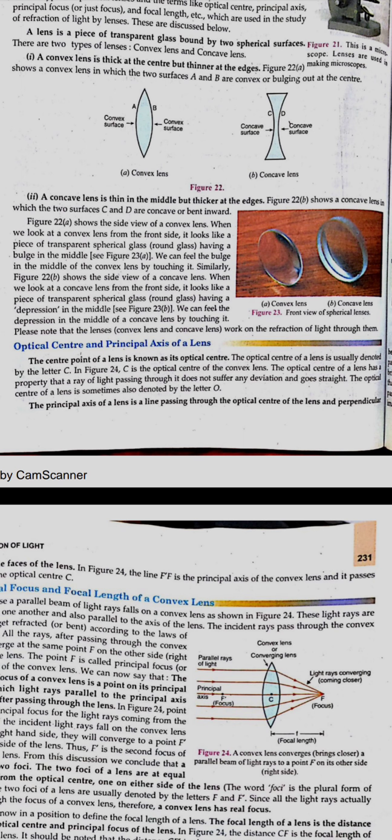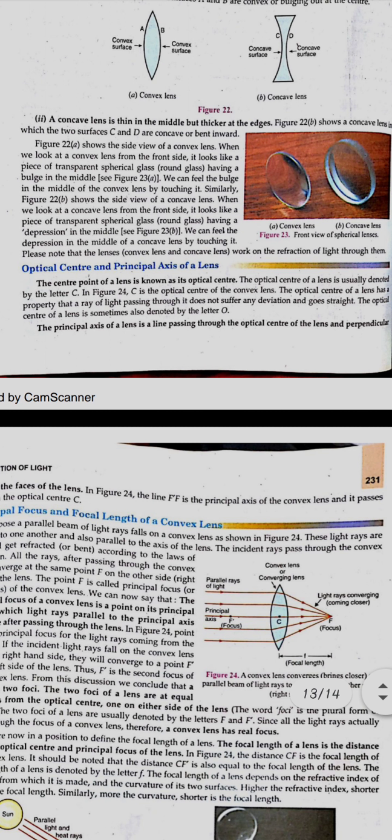Now we will see that the lens also has some parameters, similar to those of the mirror. That is principal axis, focus, focal length, optical center, that is C, and radius of curvature R. Similarly, we will be seeing all these topics in the mirror and the lenses. The center point of the lens is known as its optical center, that is O, or C is also given for the center. Similarly, the principal axis is a line that passes through the optical center of the lens.